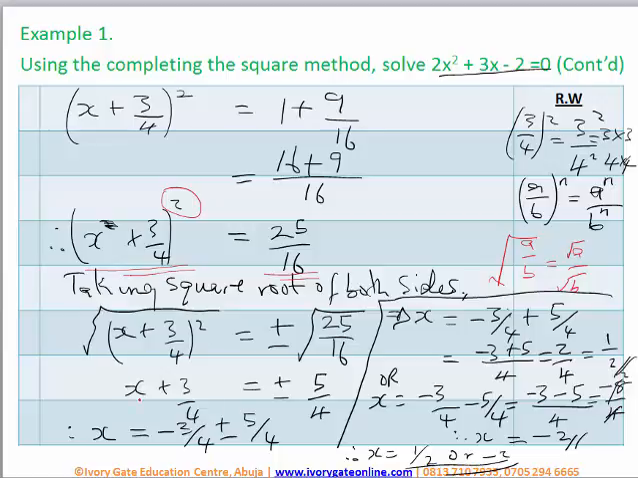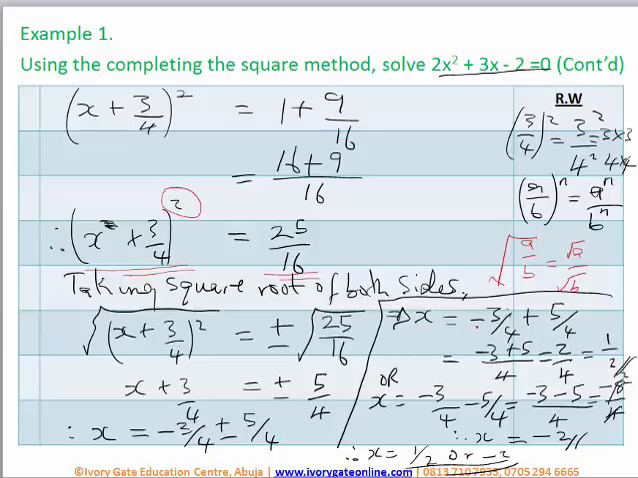So with this we have minus 3 over 4 plus or minus 5 over 4, giving us two options. Either we take the first one, x is equal to this plus this, or x is equal to this minus this. So these are the two different scenarios.